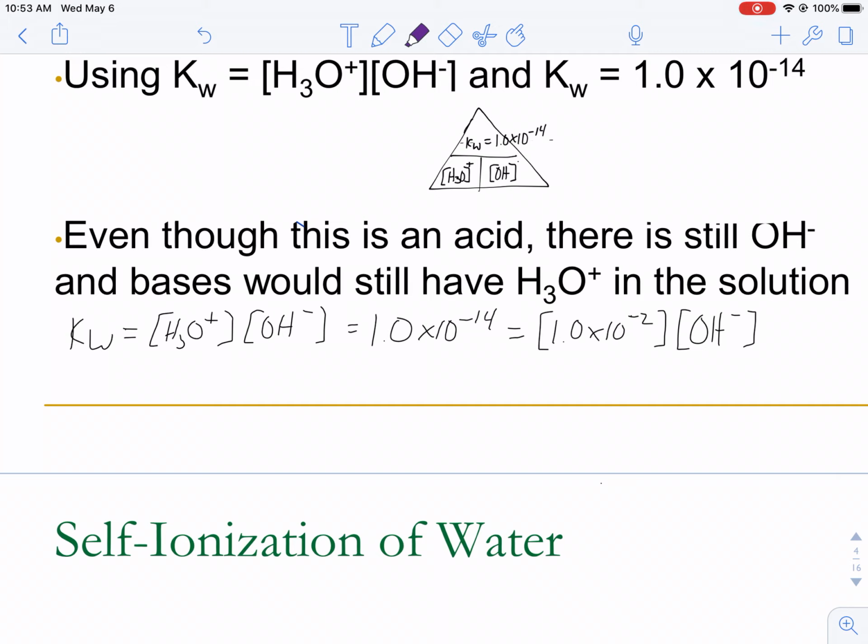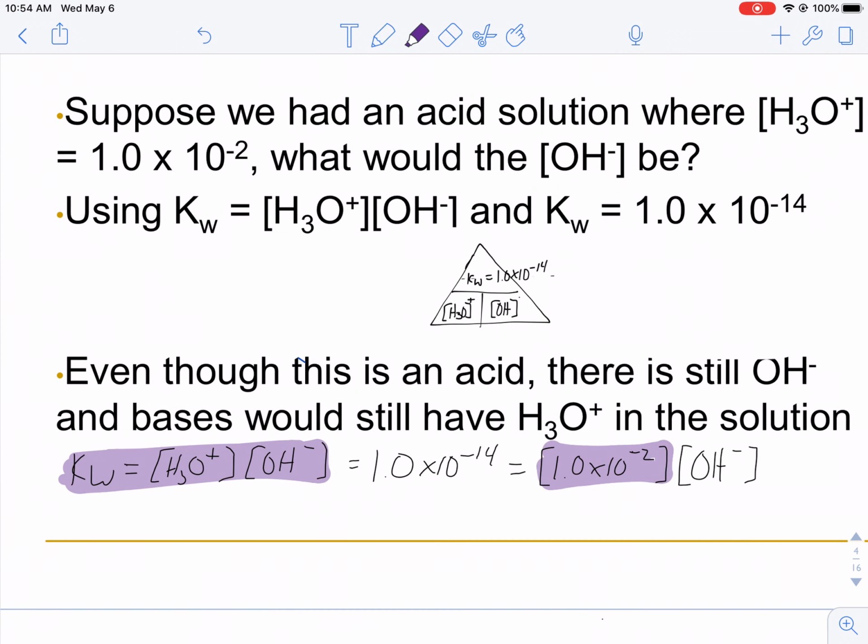So let's go back to our problem. Even though this solution is an acid, there is still going to be hydroxide ions, and the base would still have hydronium ions in the solution. So I can go ahead and solve for this by using my KW equals the concentration of hydronium times the concentration of hydroxide equals 1 times 10 to the negative 14th. What this actually equals is 1 times 10 to the negative second times the concentration of the hydroxide ion, because it tells us that the concentration of hydronium was 1 times 10 to the negative second.